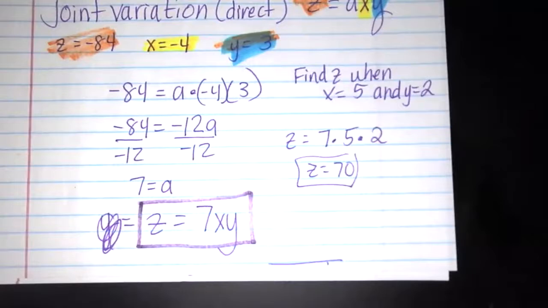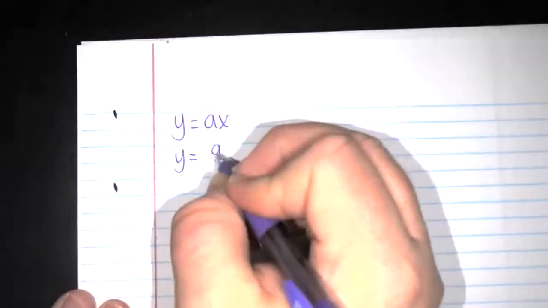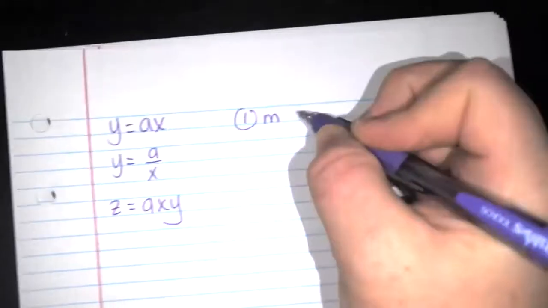All right, here's the last thing. Let's see if you can write the equations for me. I want you to write them one more time up at the top. Here's direct. What's this one? Inverse. And this one is joint variation. All right, so here we go. Here's number one. I want you to write the equation.